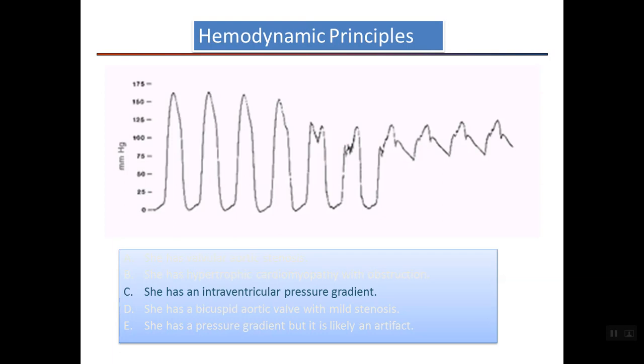Intraventricular pressure gradient. If this is C, in A, B, C, D, E. It is an intraventricular pressure gradient. You don't need to say what it is. Hypertrophic cardiomyopathy, membrane, subaortic membrane, whatever. But you have to diagnose that this is intraventricular pressure.